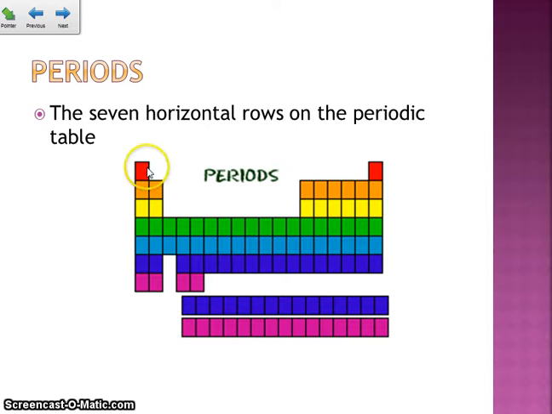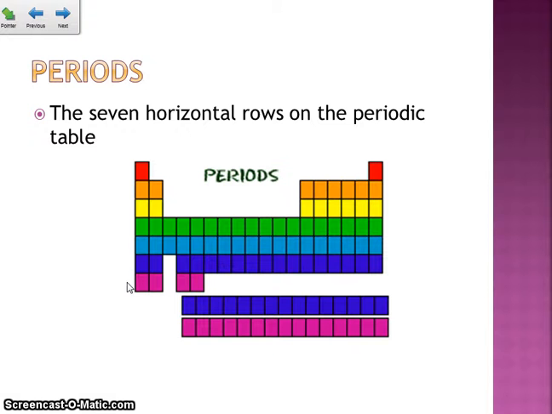So this first period, period 1, is in red. So I would put a little number 1 right over here to the left. And period number 2 is in orange. Put a number 2 right over here. And period 3 is the yellow one all the way across. Put a number 3 there. And of course green is 4, light blue is 5, dark blue is 6, and pink is 7.